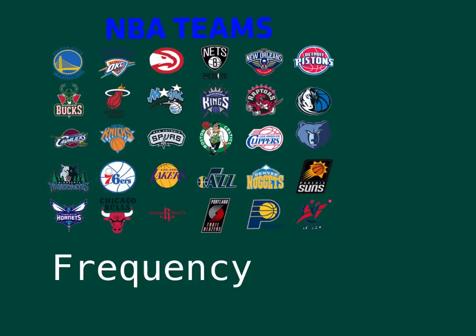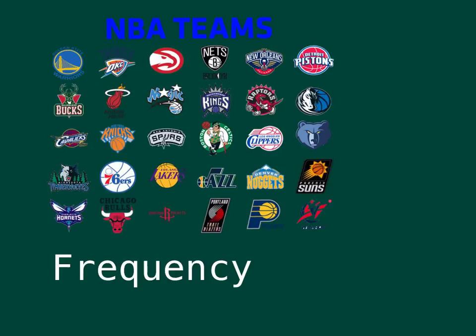When you're working with data, there's a number of key concepts that you need to understand. One of those is frequency. Frequency is just like it sounds. It's actually a measurement of how often something happens. So in the case of data, it's how often do you see a certain outcome for the number of times that you actually look. So we're going to look at the NBA teams.